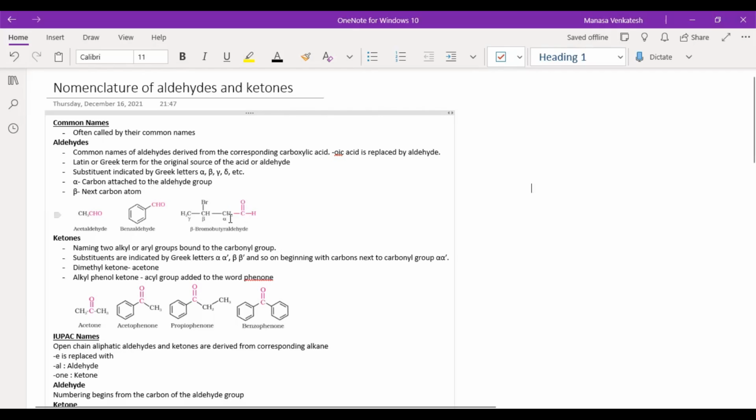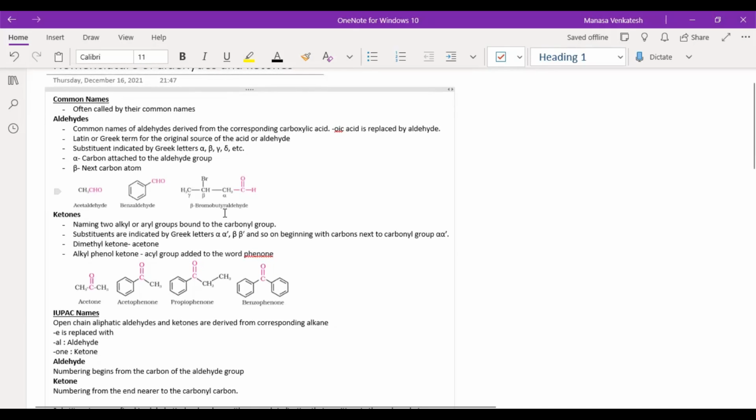So remember, the alpha position is the carbon which is attached to the carbonyl carbon. It's generally a little confusing. Sometimes people assume that this carbon is the alpha carbon. It is not. It's this one which is the alpha carbon atom. Next, in the case of ketones, you have two alkyl or aryl groups bound, and their substituents are indicated by alpha, alpha dash, beta, beta dash, based on the carbon from which you start. It starts from here, so this is going to be alpha. This will be alpha dash, because it has two alkyl groups attached to it.